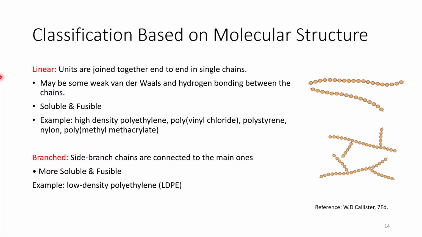In case of branched polymers, some chains will be branched, and side branch chains are connected to the main ones, and these are more soluble and fusible. An example is low density polyethylene. Because of this branching, there won't be proper packing of these chains, leading to low density.